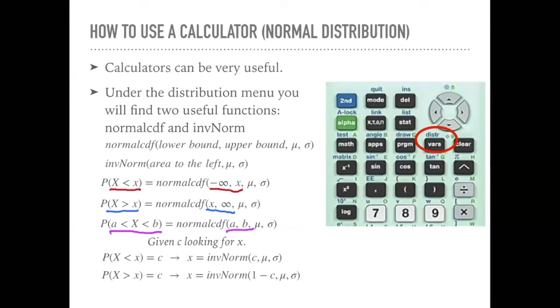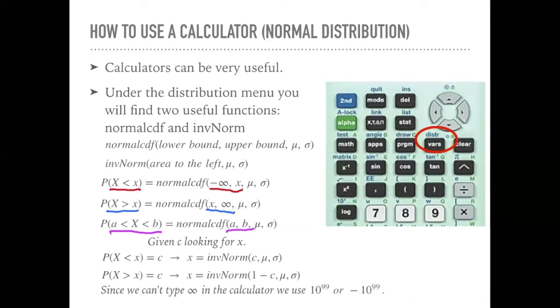Now, the biggest problem that you're going to find here using these formulas is that you can't type infinity or negative infinity into your calculator. Thankfully, your calculators will recognize 10 to the 99th power as being approximately infinity, and it recognizes negative 10 to the 99th as approximately negative infinity.